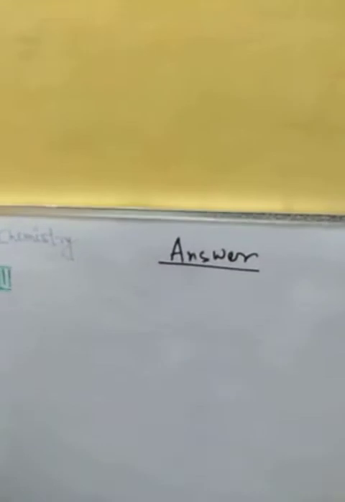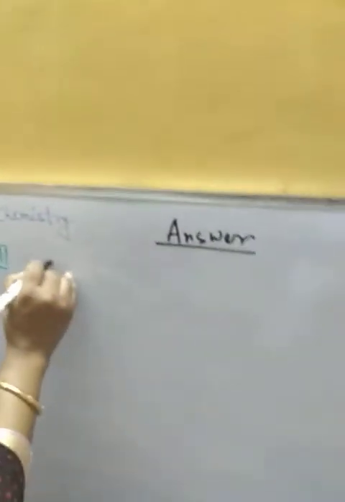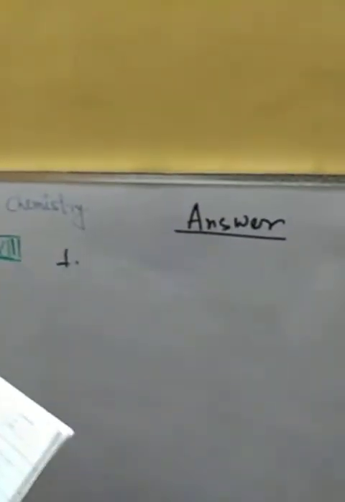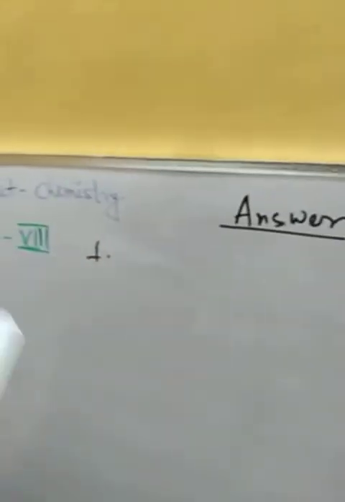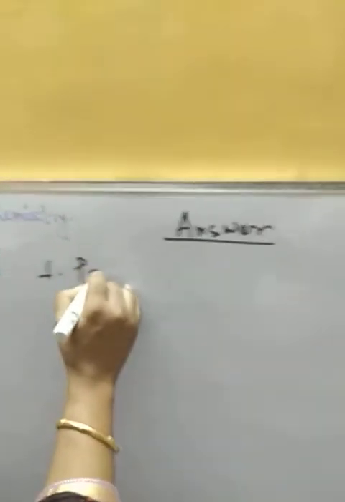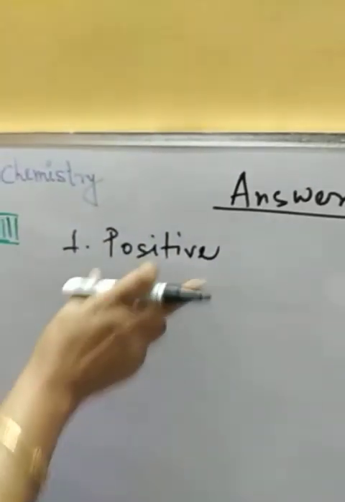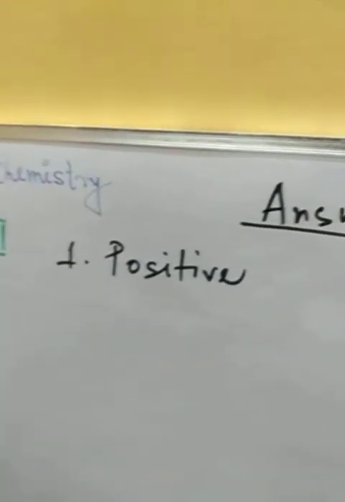So the first question was, when a catalyst increases the rate of a chemical reaction, it is known as a dash catalyst. It's very easy, as it is increasing the rate of the chemical reaction, so it will be a positive catalyst. So this word only, positive, you have to write here because catalyst is already given in the question.